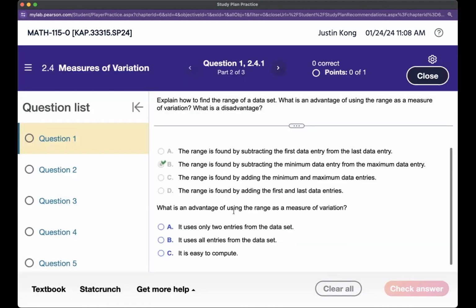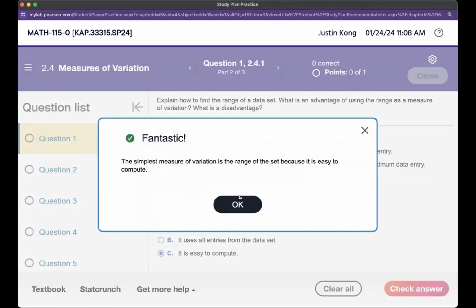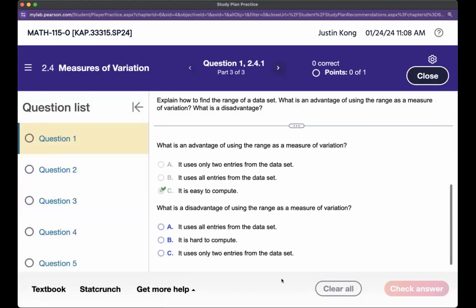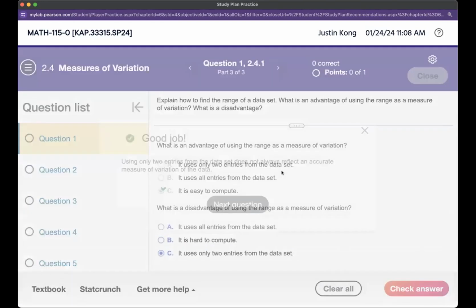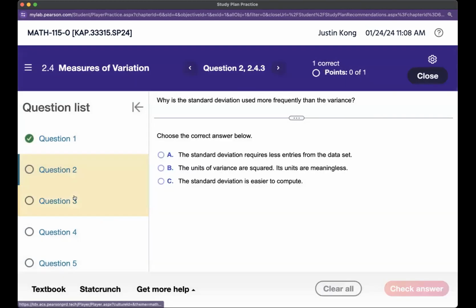Okay, sweet. And what's the advantage? It's easy to compute. That's a clear advantage. And what's the disadvantage? It only uses 2 entries from the data. It does not use all of them, and it's not hard to compute. So yeah. Okay, that's it.